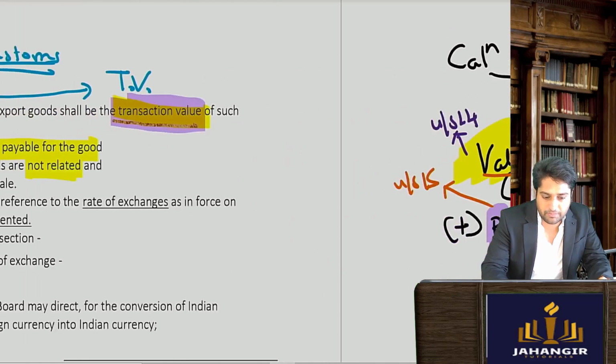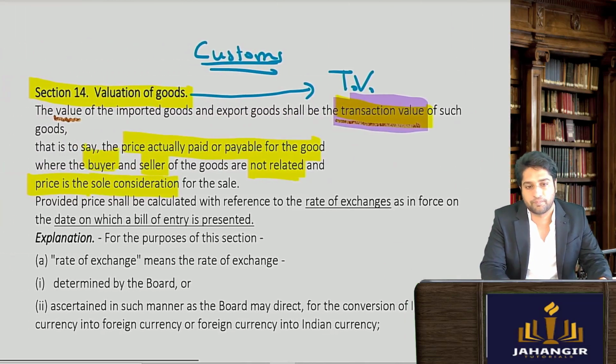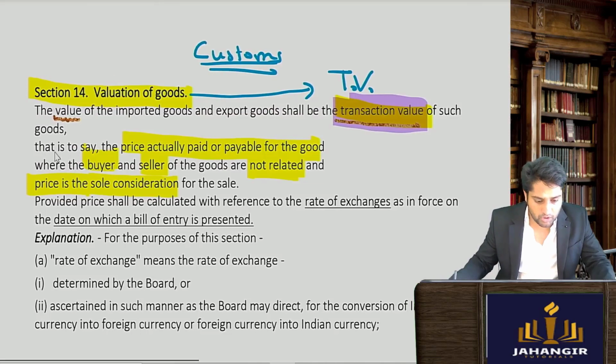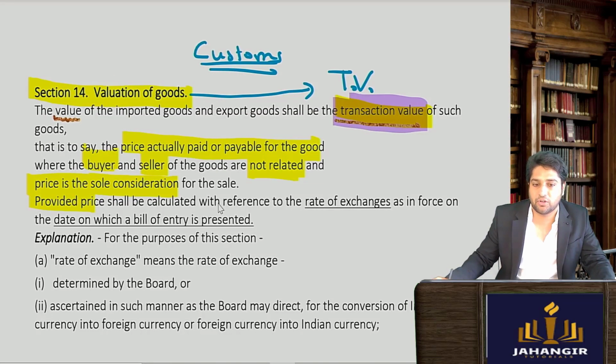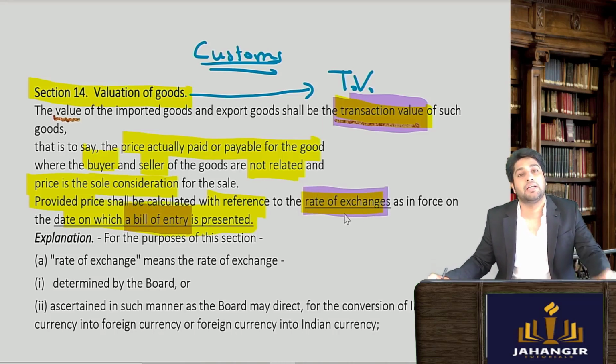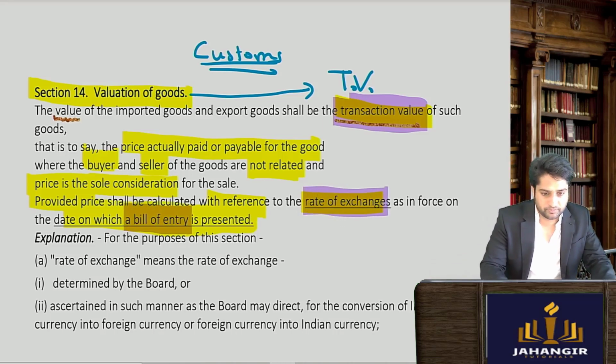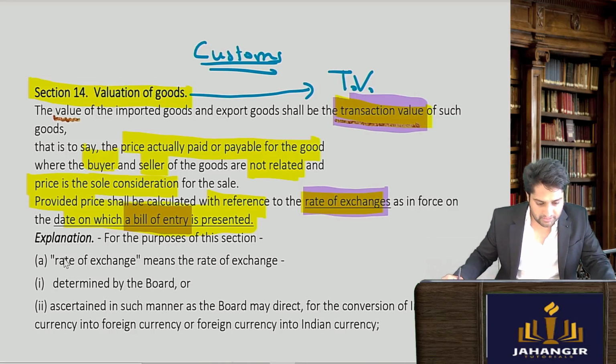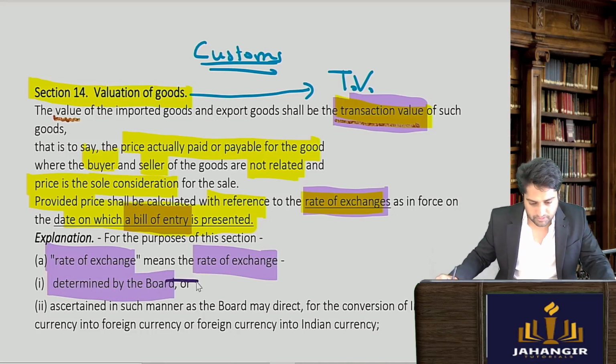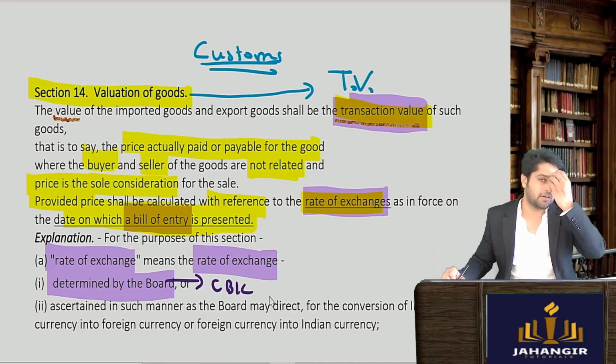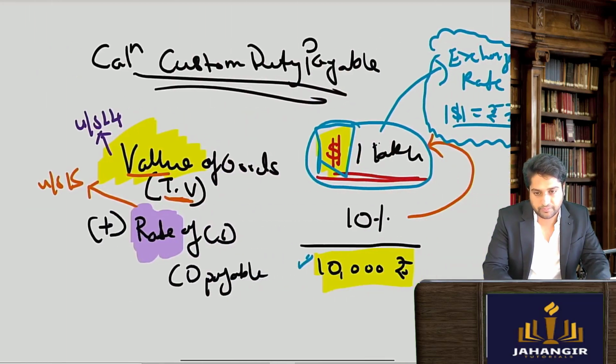So Section 14 also gives something on the exchange rate in the proviso. What are they saying? Provided the price shall be calculated with reference to the exchange rate in force when the bill of entry was presented. The exchange rate at the time when you were filing the bill of entry, that you will take into consideration. And here, the rate of exchange means the rate determined by the Board, that is CBIC.